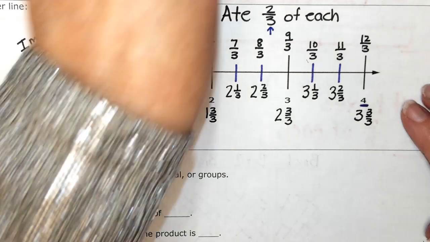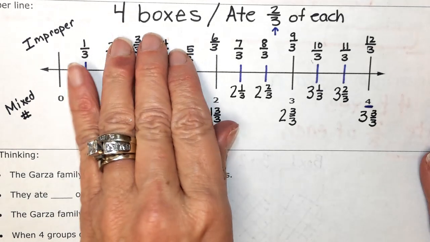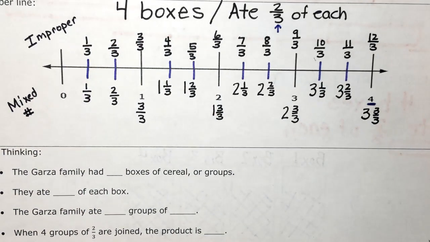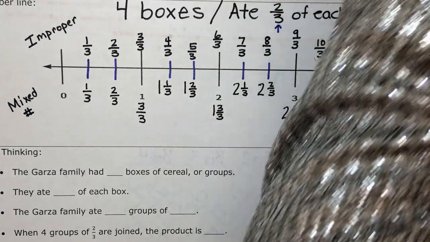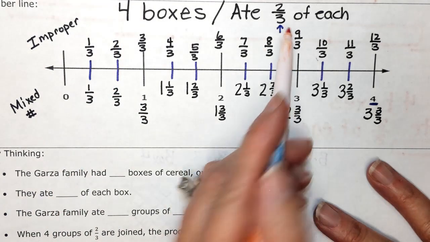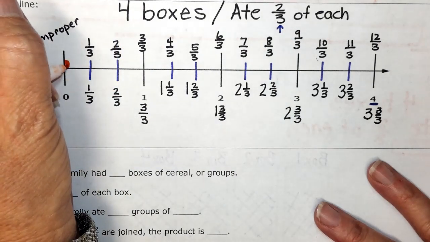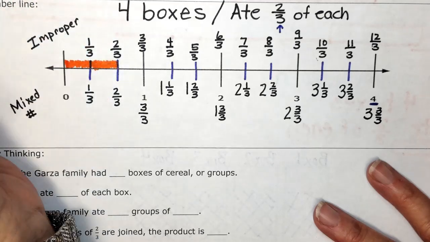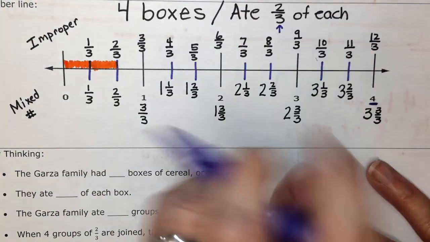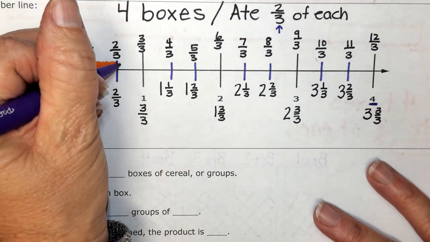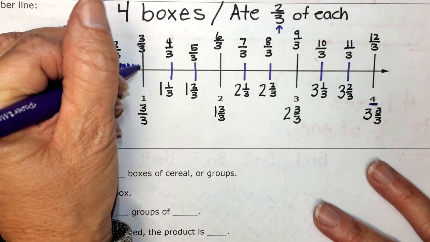So if I go back and I think about my story and I think about the 4 boxes, I need 2 colors to do some shading. So I'm going to alternate between my orange and my purple, and I'm going to start with the first box. The first box we ate 2/3, so I'm going to shade that in. 2/3. I had another box and I ate 2/3 of it, so I'm going to shade that in.